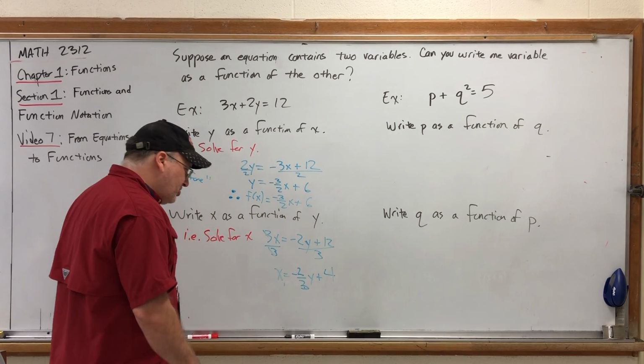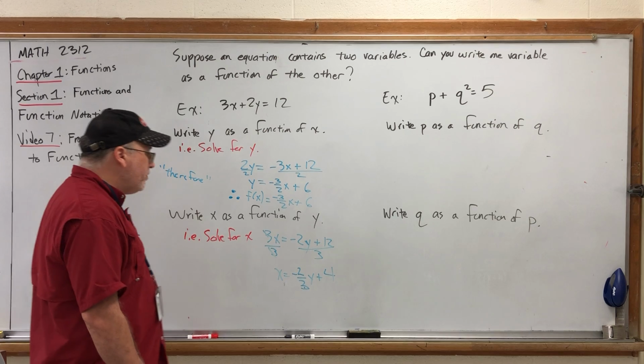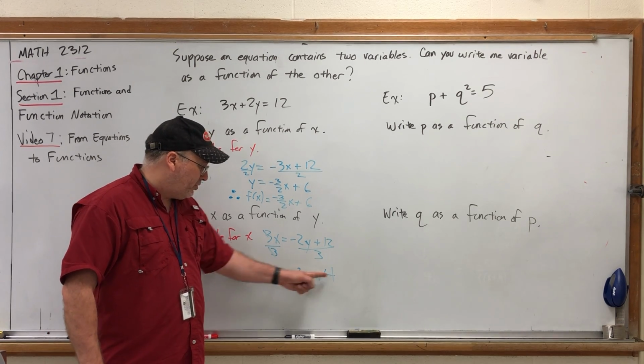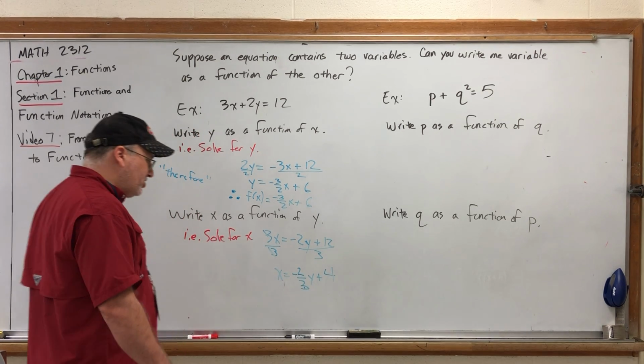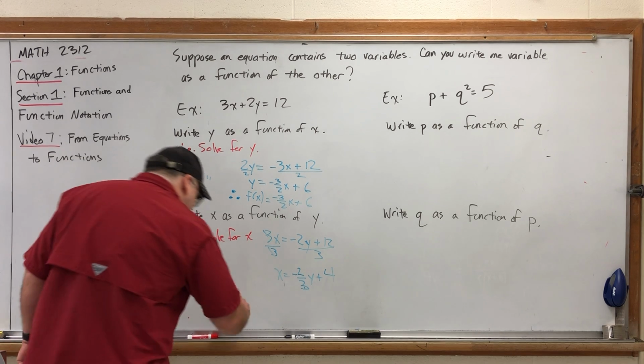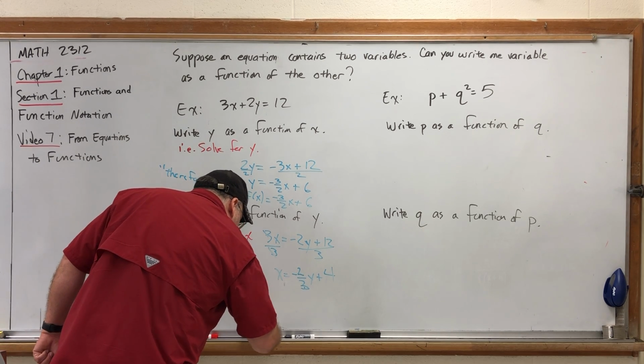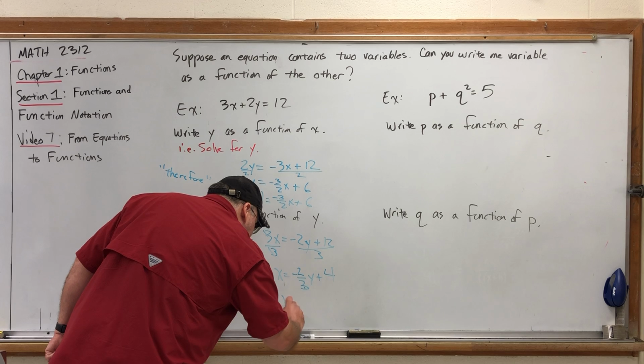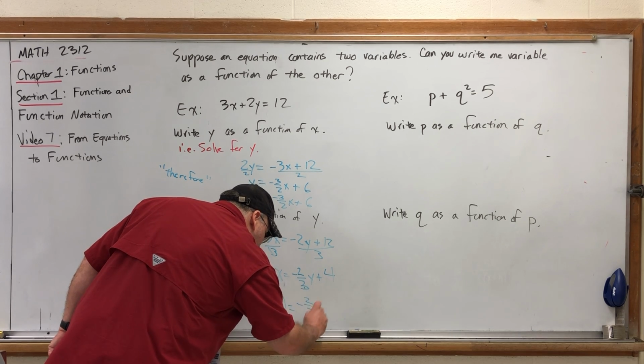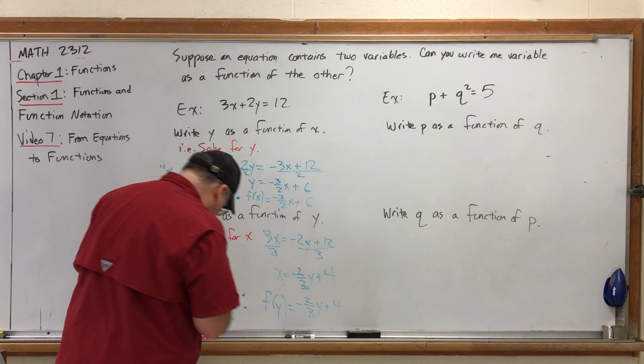I've solved for x. If you give me a value for y and I substitute it here, it will give me a unique value for x. So x is a function of y. Therefore, we can say something like f of y is equal to negative 2/3 y plus 4.